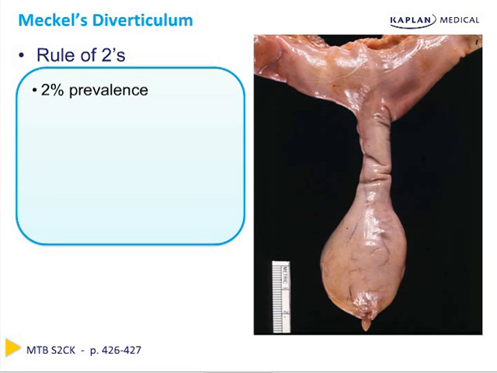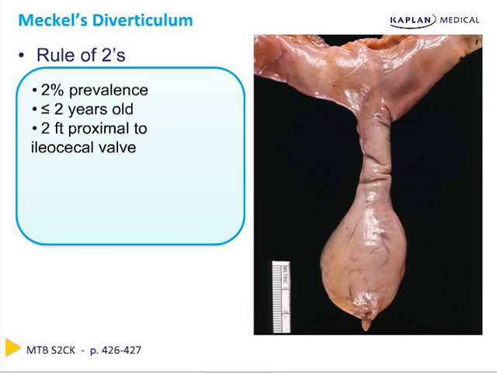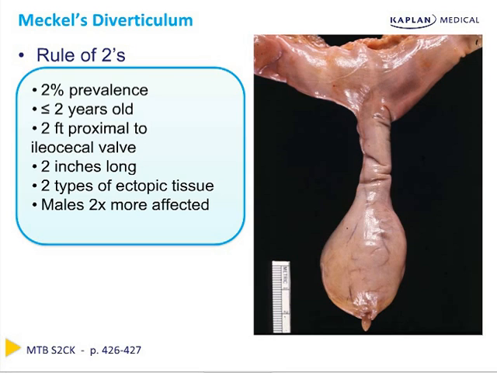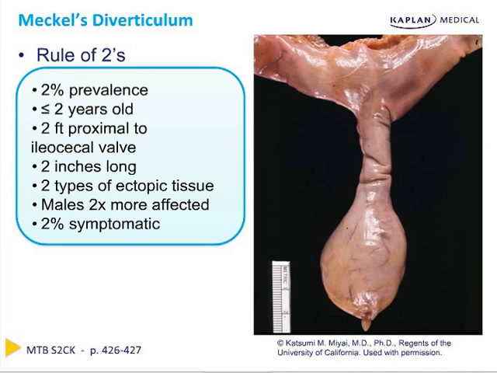So the rule of twos: 2% prevalence, meaning 2% of the population has one. It most commonly presents in children under the age of 2 years. It's 2 feet proximal to the ileocecal valve, so it's 2 feet away from the ileocecal valve but into the small intestines. It's 2 inches long. It has 2 types of ectopic tissue, typically gastric and pancreatic, and that's key because of what the diagnostic test of choice is. Males are affected twice as often as females, and only 2% are symptomatic.